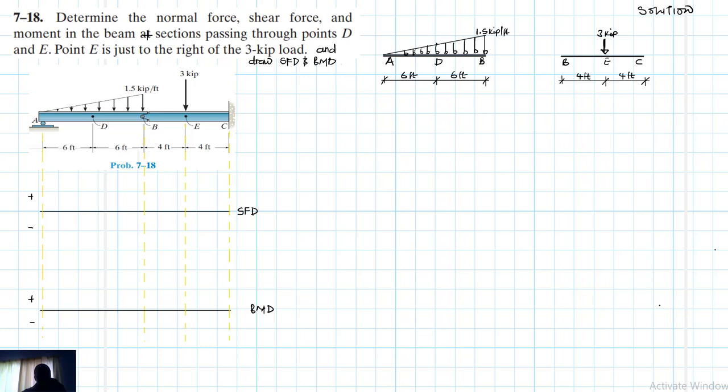The problem reads: determine the normal force, shear force, and moment in the beam at sections passing through points D and E. Point E is just to the right of the 3 kip load, and draw the shear force and bending moment diagram. These are the parts I've just included. This problem is coming from the Engineering Mechanics Statics textbook, 13th edition by R.C. Hibbeler. So first things first, let's draw the free body diagram, but we need to separate this particular continuous beam.